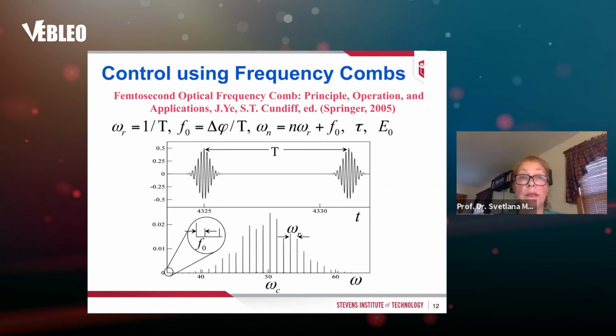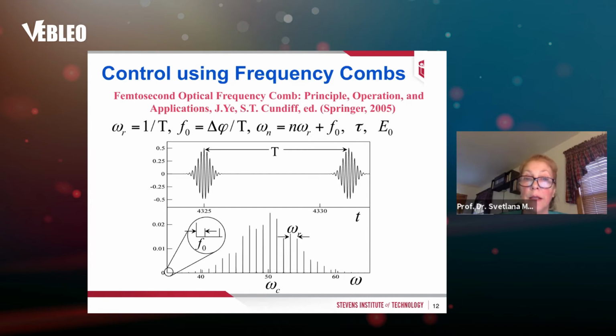Well, a phase-locked pulse train generates an optical frequency comb. An optical frequency comb is a novel and unique tool for high precision spectroscopy analysis. An optical frequency comb possesses a number of parameters that may be used as control knobs to manipulate molecules, molecular dynamics, on a femtosecond time scale.